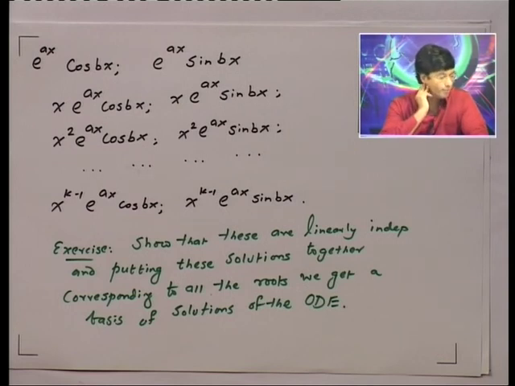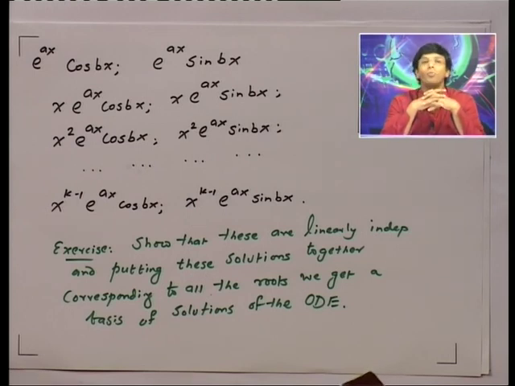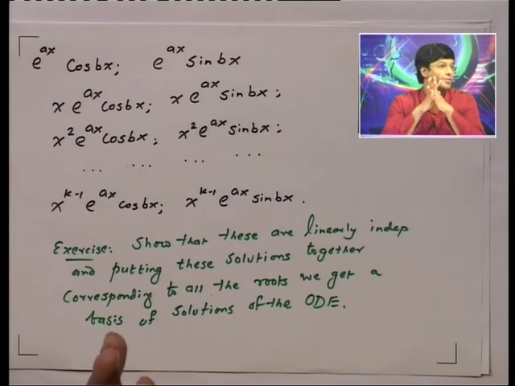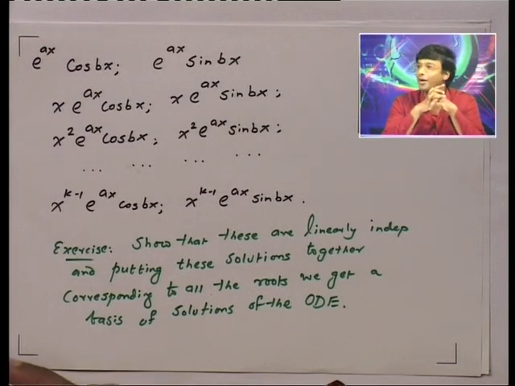Is this point clear? Alright. So now we know how to compute a basis of solutions for the homogeneous nth order linear ODE with constant coefficients. That part, that problem has been completely resolved. Of course, you should be able to solve that polynomial equation. That is not an easy task, correct?